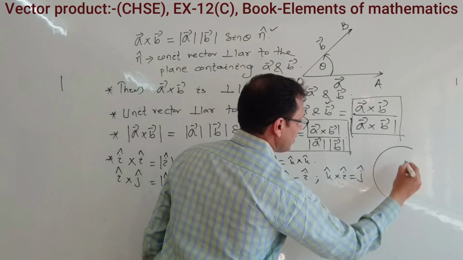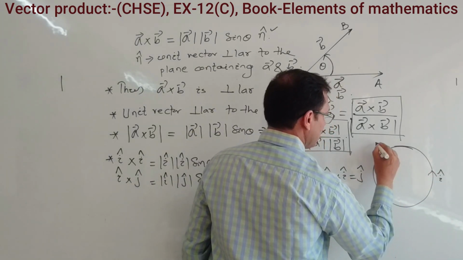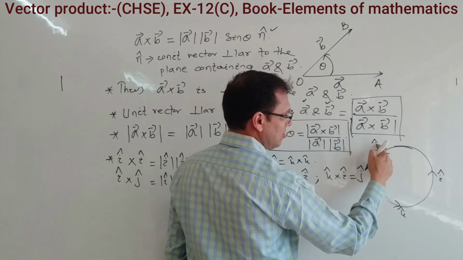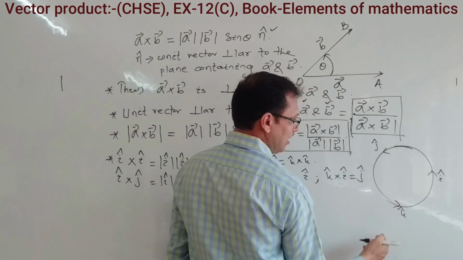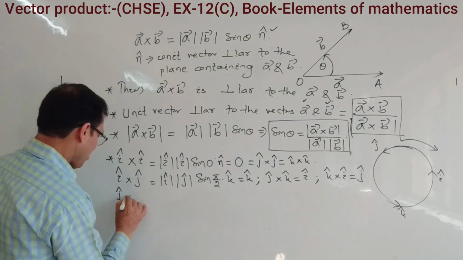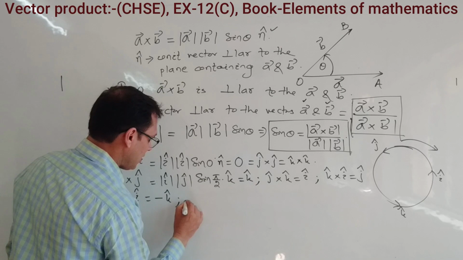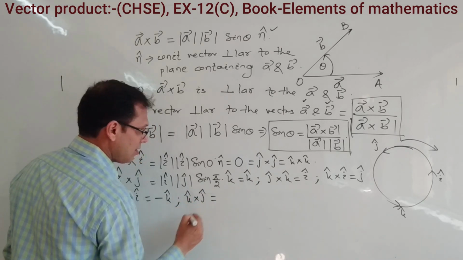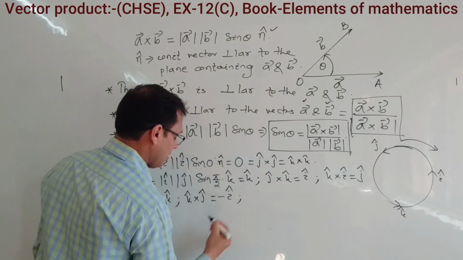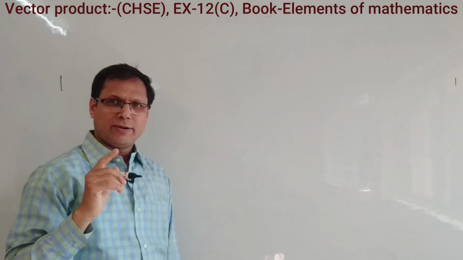If you take it in a circular way, with this one i cap, this one j cap, and this one k cap: i cross j is equal to k, k cross i is equal to j, j cross k is equal to i. If you take the reverse order, j cross i, then this is minus k cap, or k cross j, likewise, you will get minus i cap, and if you take i cross k, that is minus j cap.